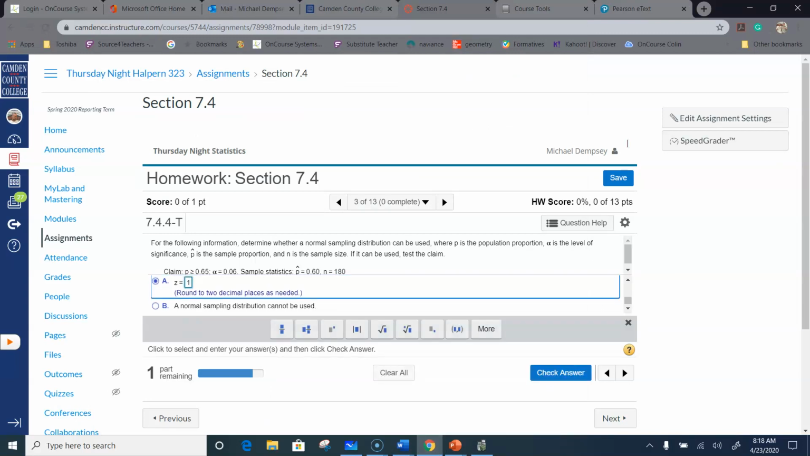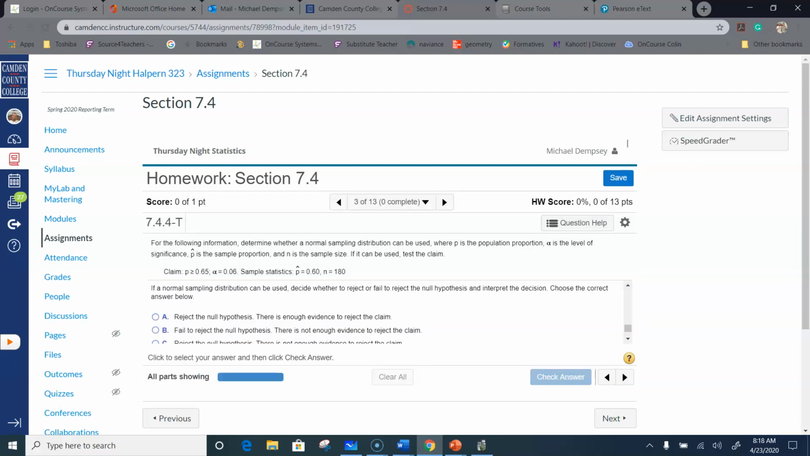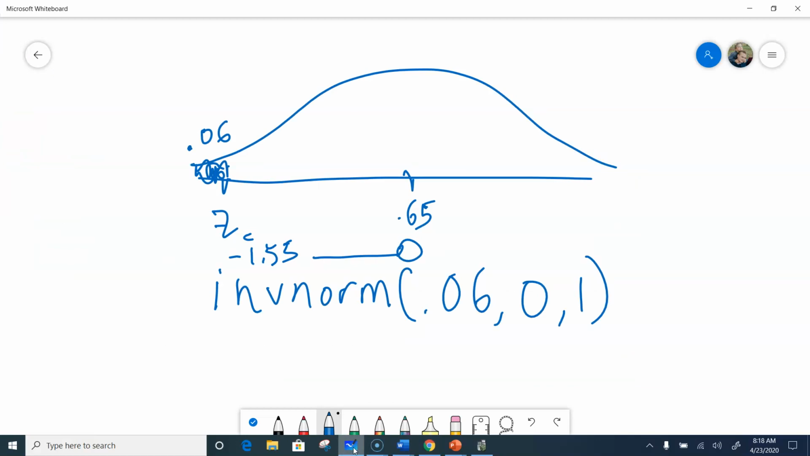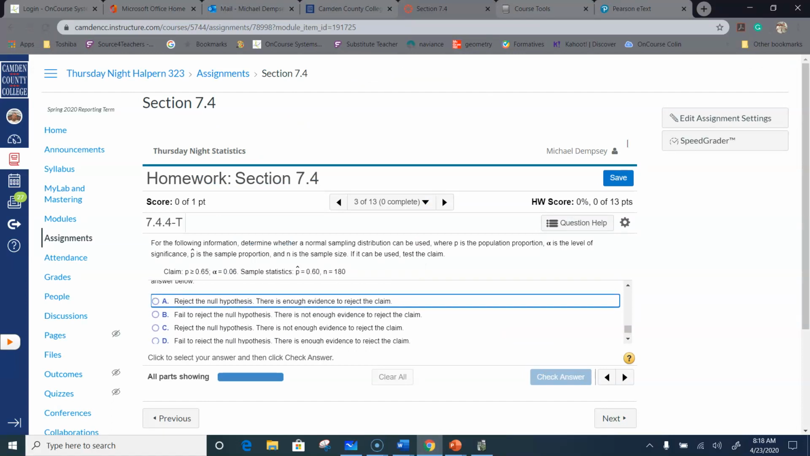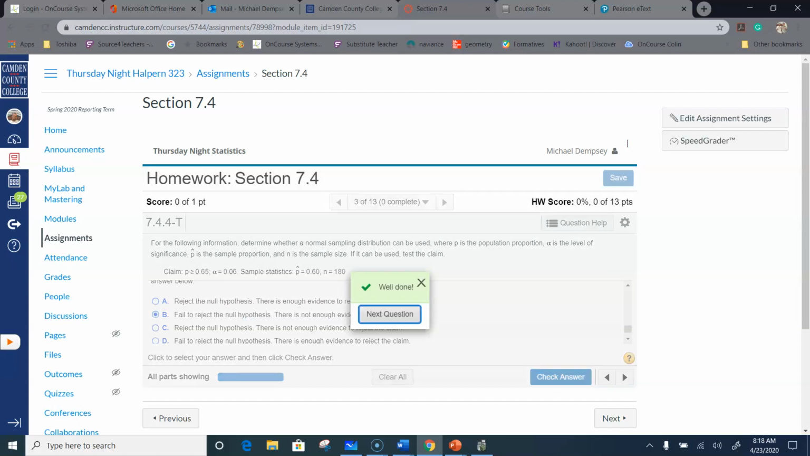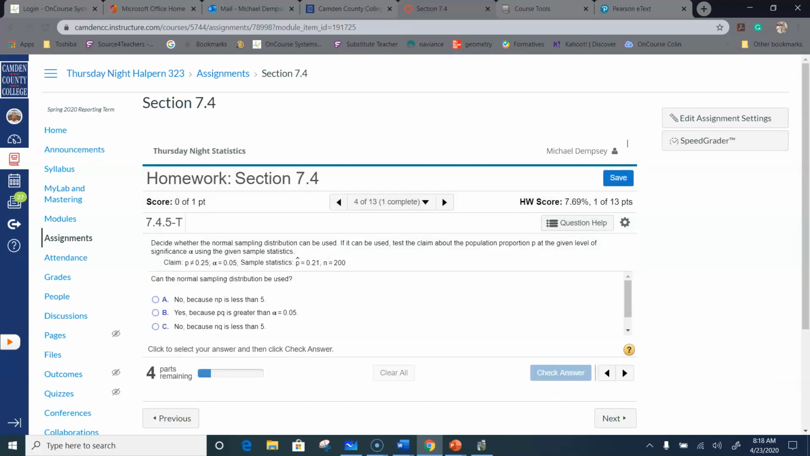Two decimal places. Whoops. Okay. Check our answer. And then what would happen in that case? Well, we already said we'd need negative 1.55 or lower. Well, negative 1.41 is going to fall somewhere around here, right? It doesn't fall far enough out. So in this case, we would not reject the null hypothesis. We don't have enough significant evidence, right? So we fail to reject the null hypothesis. There's not enough evidence to reject the claim, okay? And then we can move on.